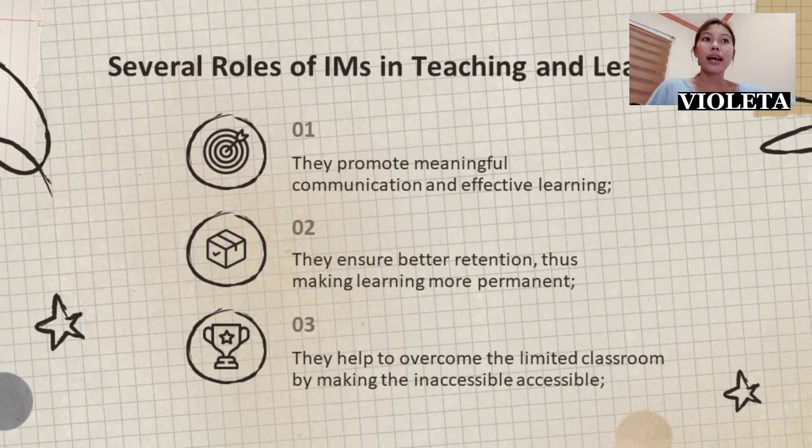Second, they ensure better retention, thus making learning more permanent. It becomes easier to understand because it's more of a visual kind of approach. And third, they help to overcome the limited classroom by making the inaccessible accessible. It's more accessible this way because this kind of information or instructions can be posted around the classroom for the students to see, so that they will be able to learn easily and read it again and again.